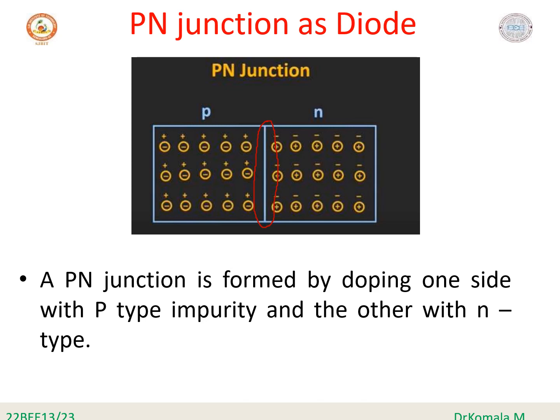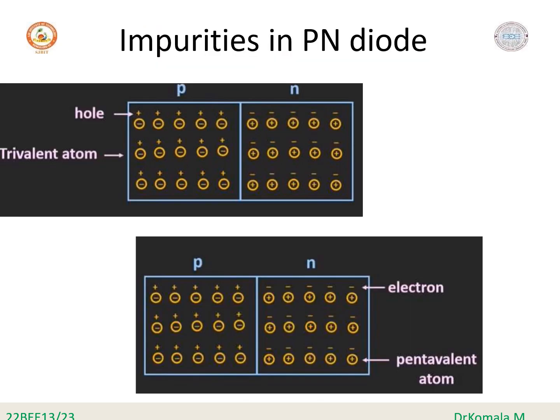So a PN junction is formed by doping one side with P type impurity and the other side with N type impurity. In a PN diode, on the P side, the majority charge carriers are holes, which come from a trivalent atom, and on the other side, in the N type region, the negative electrons are the majority charge carriers, and we use a pentavalent atom.